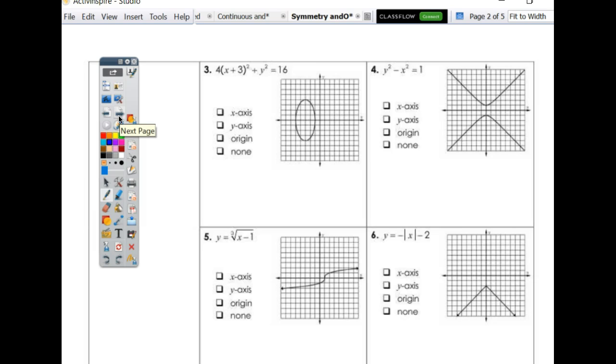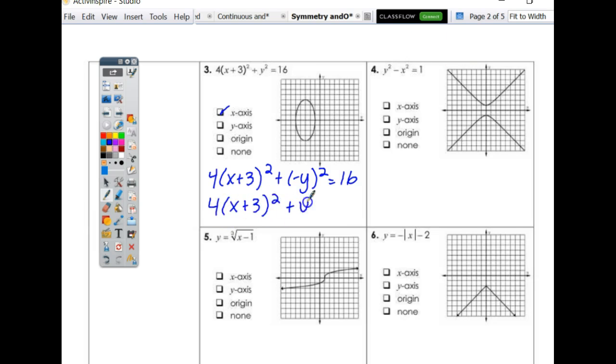Okay, this one. Can I fold this in half with the y? Nope, because there's nothing over here. Can I fold it this way? Yes. Okay, so with the x, what do I have to replace? So in here, I'm going to have 4, and what's negative y times negative y? So I get 4. It matches, so check.